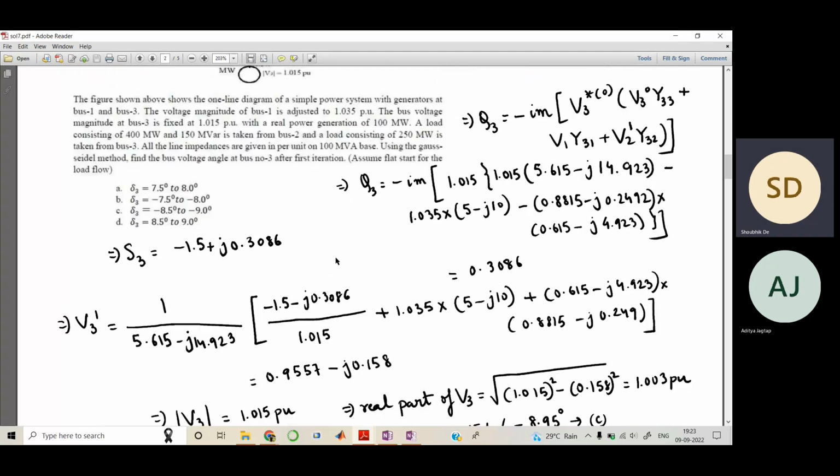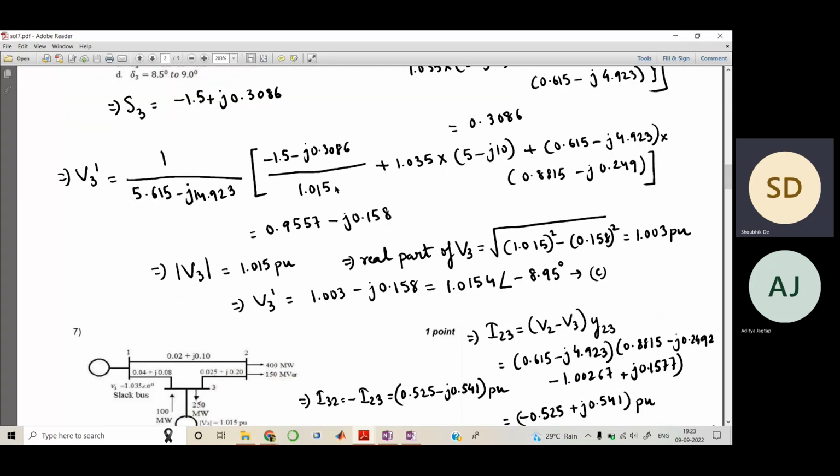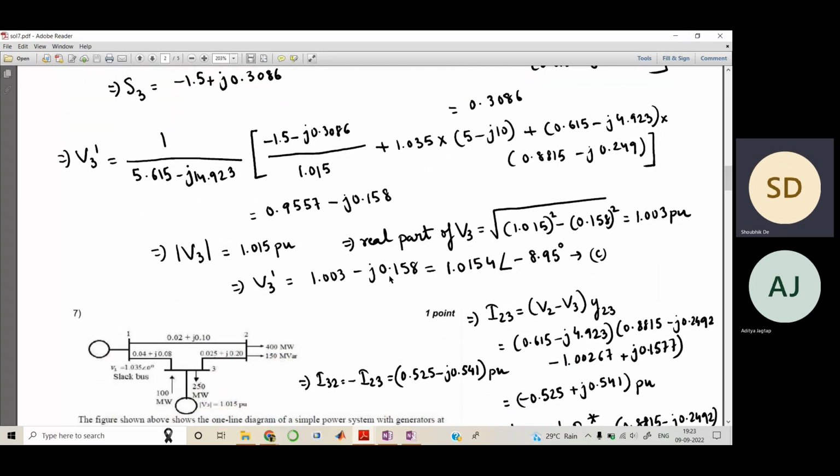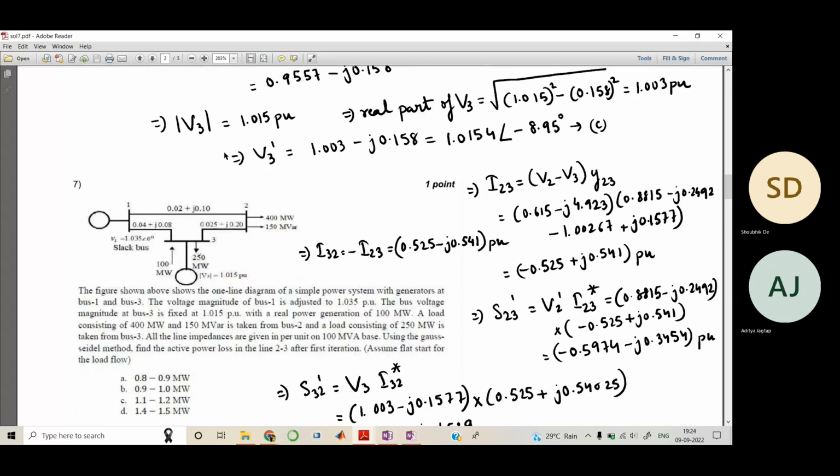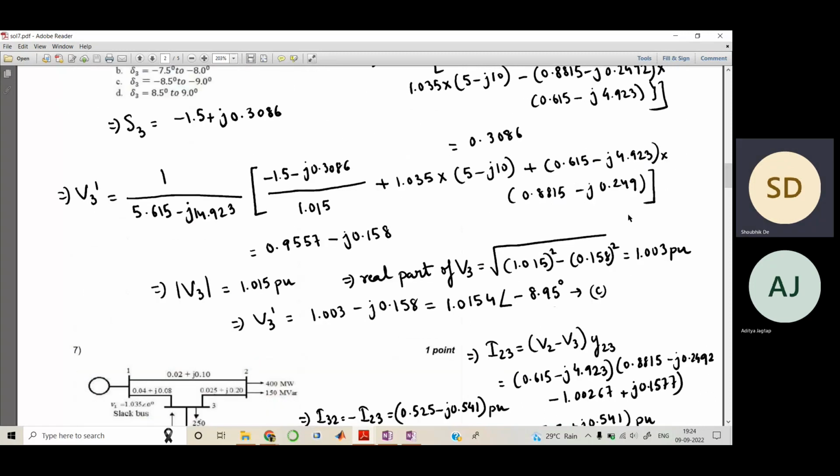They have asked us to find the bus voltage angle. Basically tan inverse of this over this, with the negative sign. It comes out to be minus 8.95 degrees, sorry, 8.95 degrees, which is option number C, I guess. Yes, it is option number C.